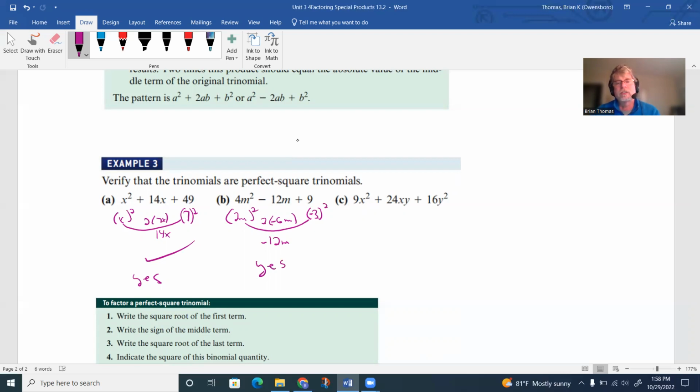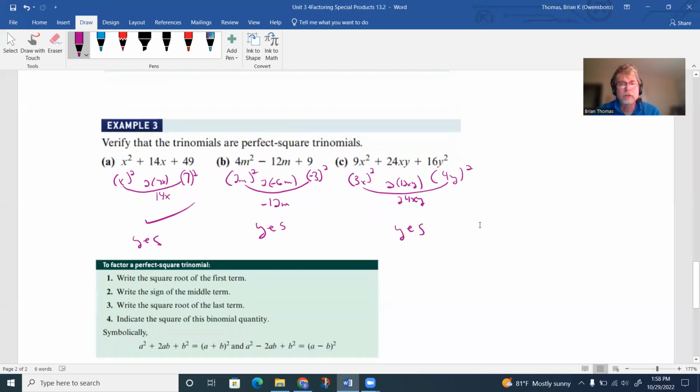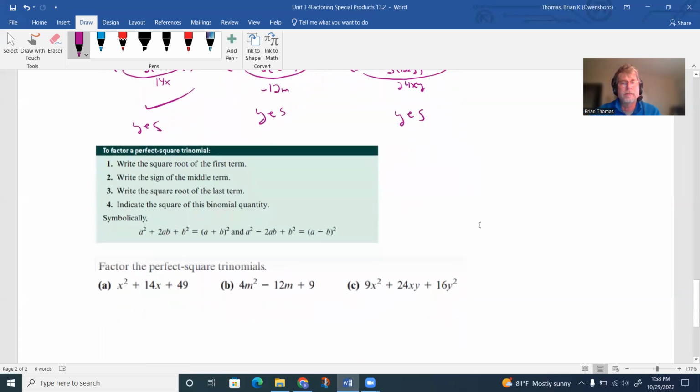So again, if I want to verify that this is a perfect square trinomial, we have this 3x squared does give me 9x squared. 4y squared does give me 16y squared. Now, if you multiply these two together, that's going to be 12xy. And if I multiply that by 2, if that gives me the middle term, then it's a perfect square trinomial. And 2 times 12xy does give me 24xy. So therefore, this is a perfect square trinomial. It does check out. So that's kind of what we're going to be doing to factor them.